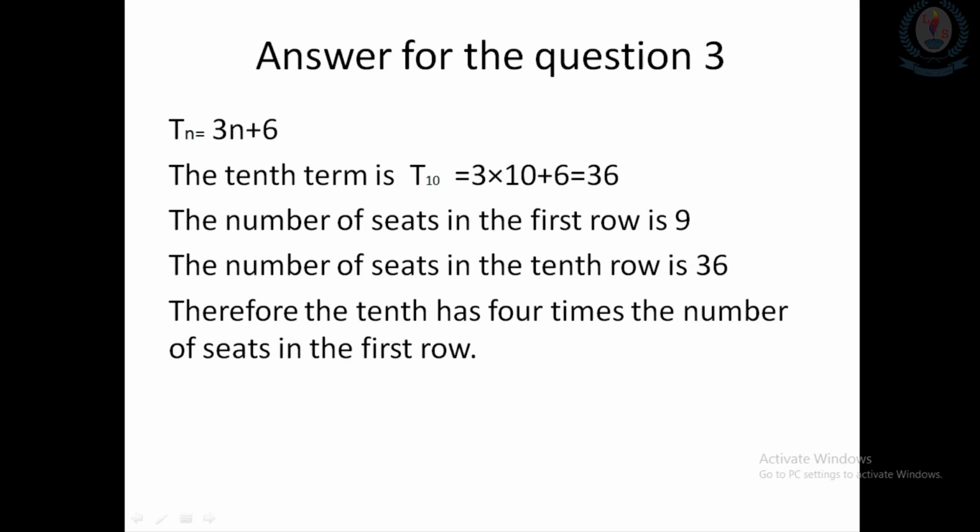Answer for question number 3. Tn equals 3n plus 6. The 10th term is t10, so n is 10. 3 into 10 is 30, and 30 plus 6 is 36. The number of seats in the first row is 9. The number of seats in the 10th row is 36. So 9 into 4 is 36. Therefore, the 10th row has 4 times the number of seats in the first row.